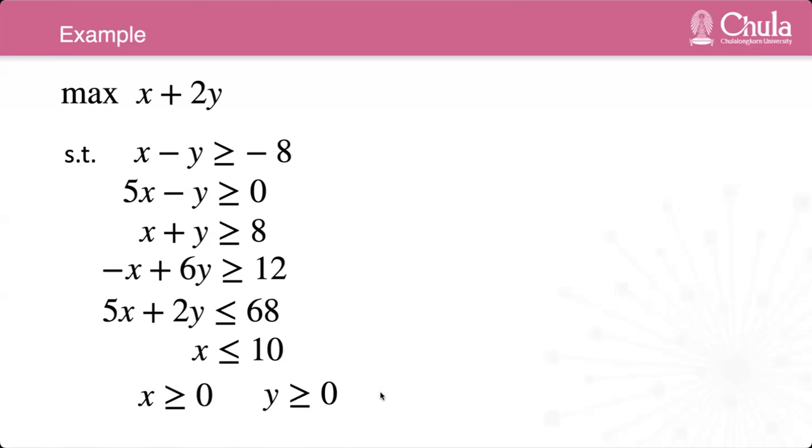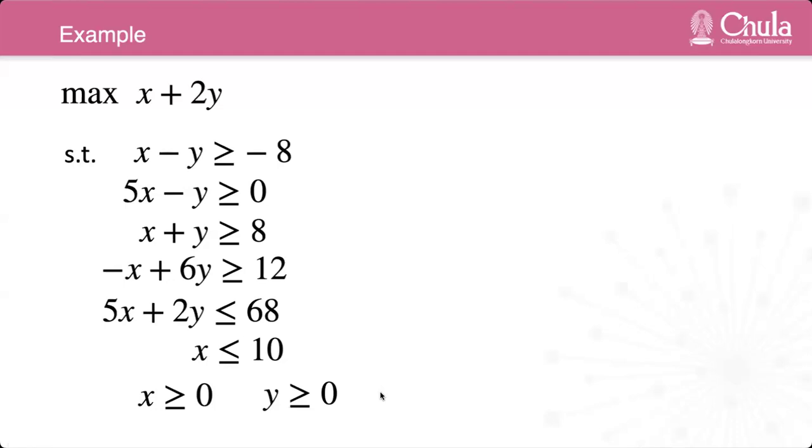The second one, 5x minus y plus E1 minus S2. S2, right? Should be S2. S1 was used in the first, equal 0. Okay? What else do we have?